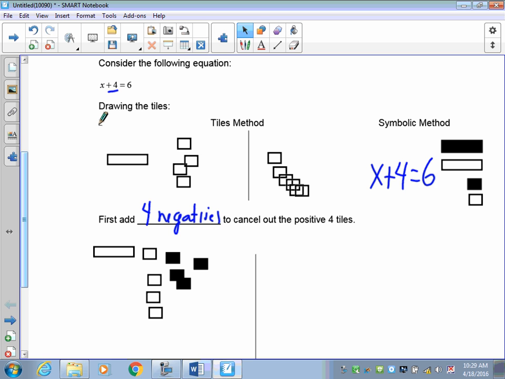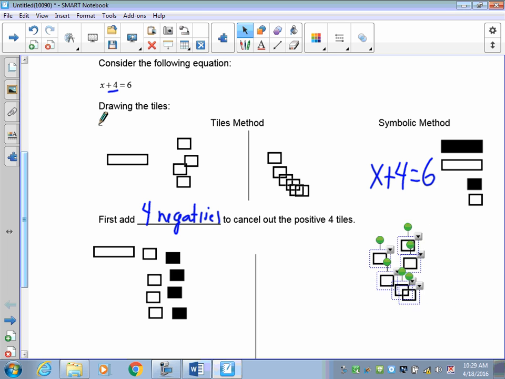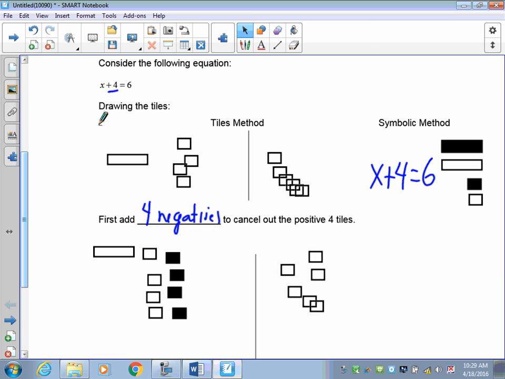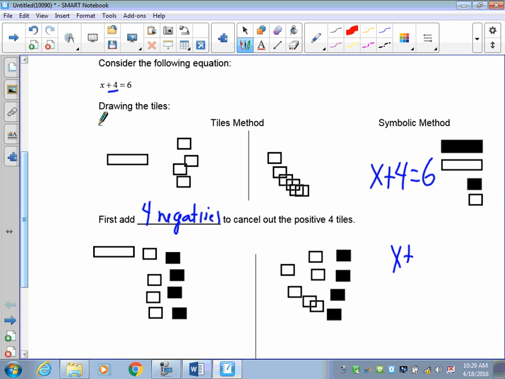Here, I have a negative 4. On the right-hand side, I did have 6. Now, this 6 is there, and I added 4 negatives to that. So here's my 4 negatives here. Now, the act of adding is this step here. X plus 4, I added negative 4 there. Or you could say I subtracted 4. Remember, negative 4 and subtract 4 are the same thing. On the right-hand side, I have 6, and I put a negative 4 with that side.